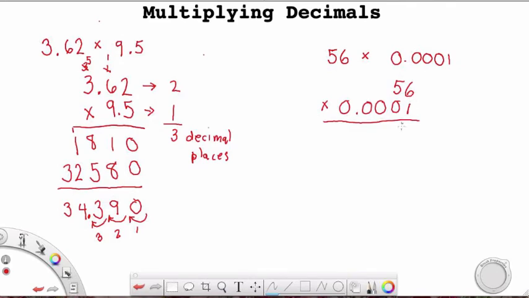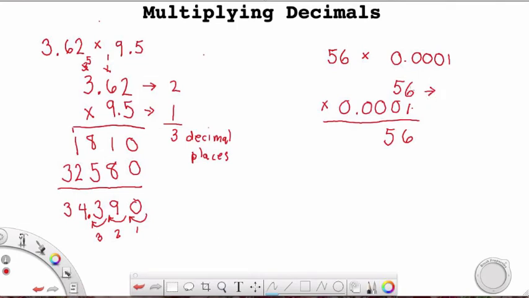1 times 6 is 6. 1 times 5 is 5. Okay? And guess what? If we were to do all the rest of these zeros, we know that we're going to get 0. And we really don't need to do that. But once again, let's keep track of our decimal places.